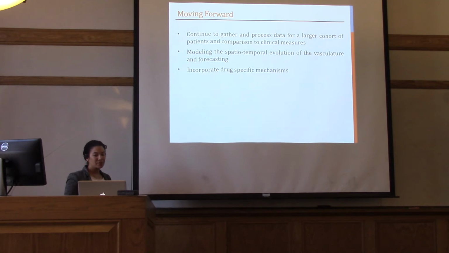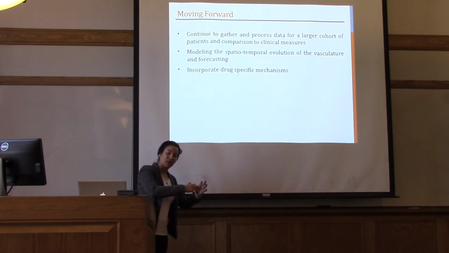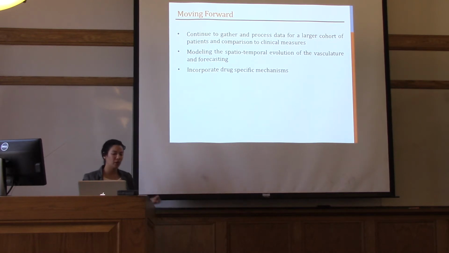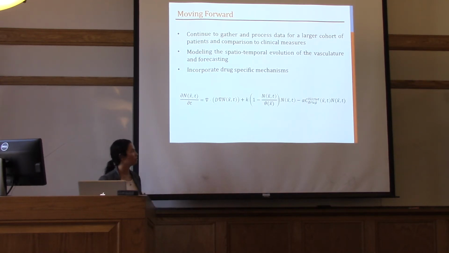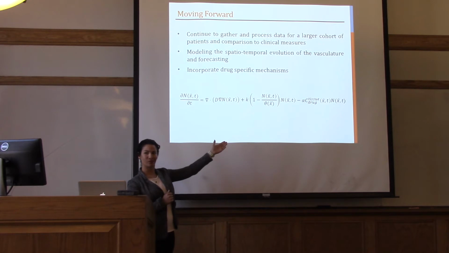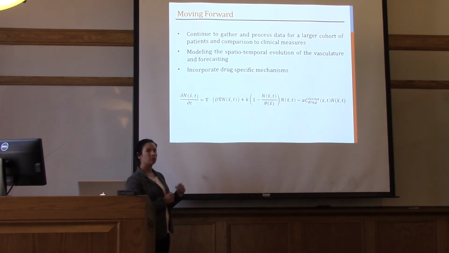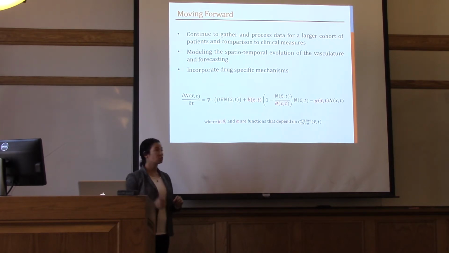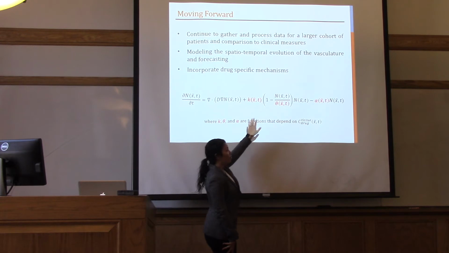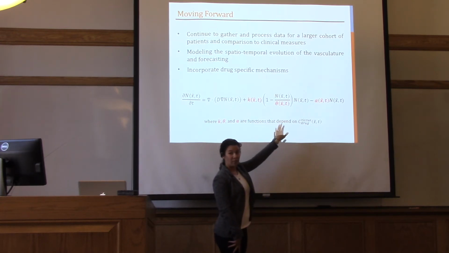Also, kind of stemming from the land of the in vitro, in vivo things that I've been doing, we want to incorporate more drug-specific mechanisms. So in this model right now, it's just kind of an explicit death term, right? But we know from in vitro and in vivo studies that that's not really always the best way to model this. Depending on the drugs that you're looking at, you may want them to modulate proliferation versus carrying capacity.